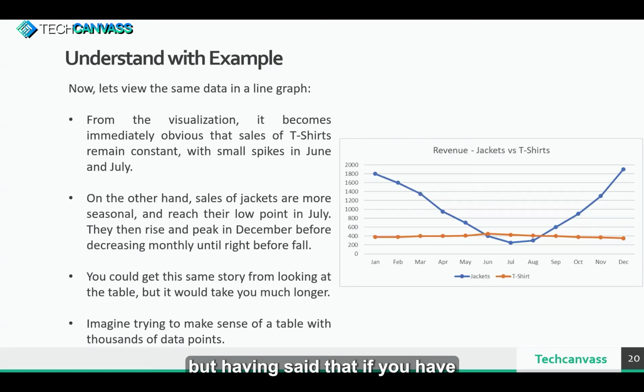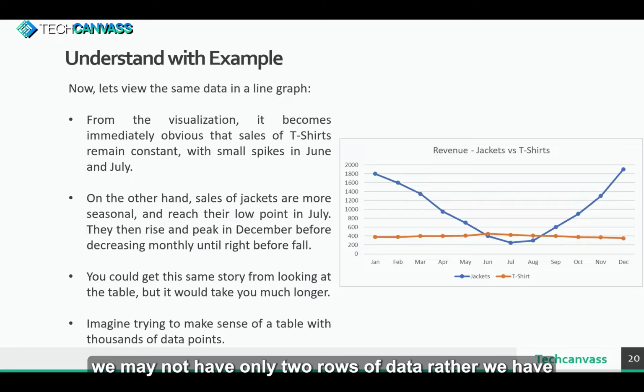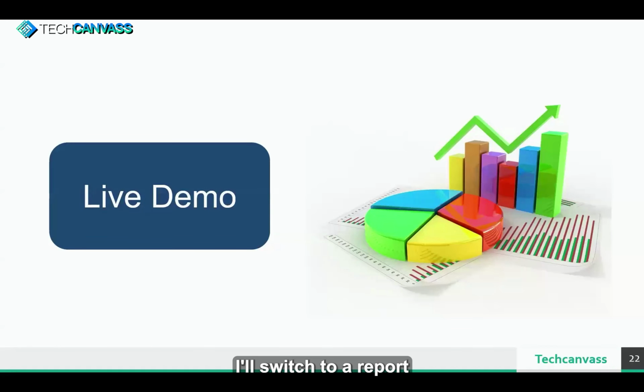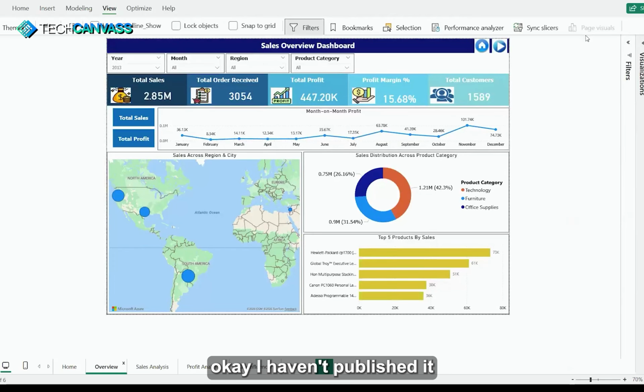But having said that, we may not have only two rows of data. Rather, we generally have a humongous amount of data. We need to deal with thousands and millions of records basically, which is very difficult to handle. Okay. That's where these reports come into the picture. Now, turning a report into insight is something which I wanted to give you a live demo of. I'll switch to a report. Okay, I haven't published it, so maybe you may see it a little smaller, so sorry for that.